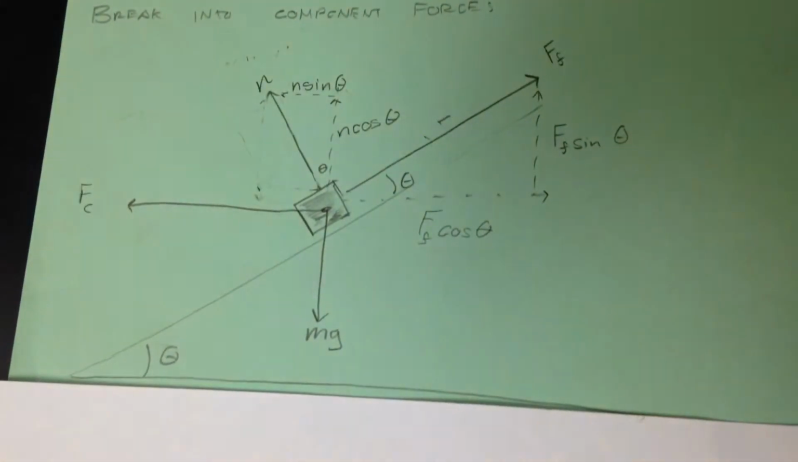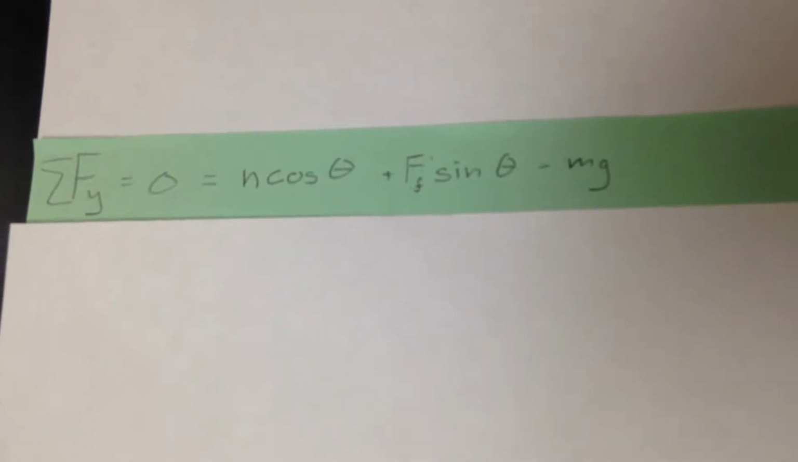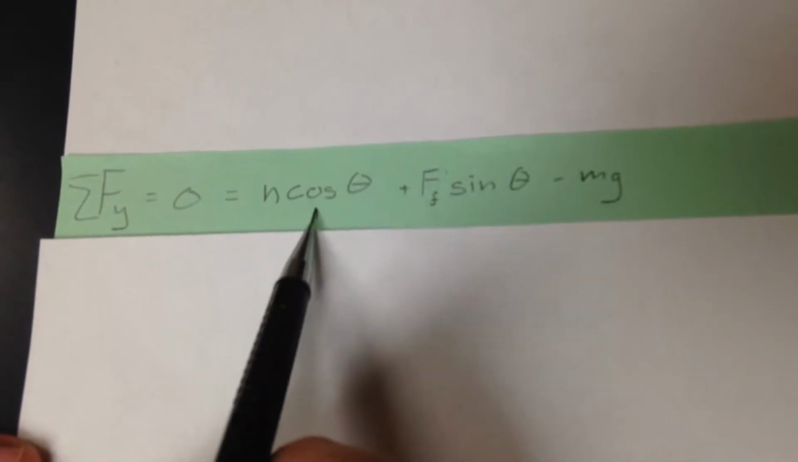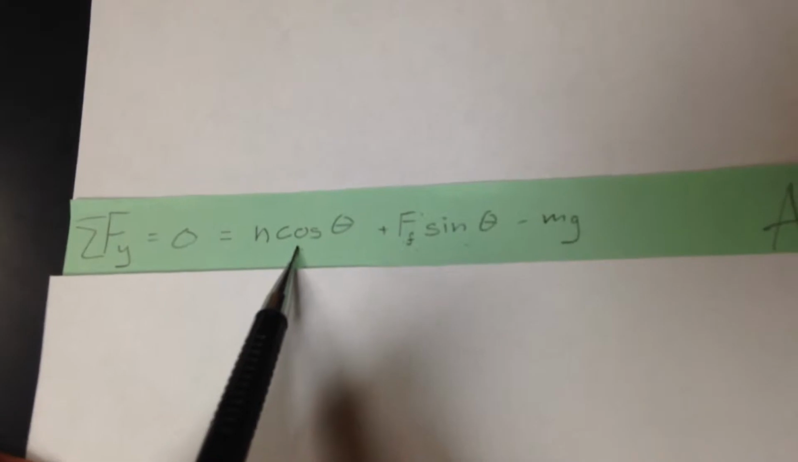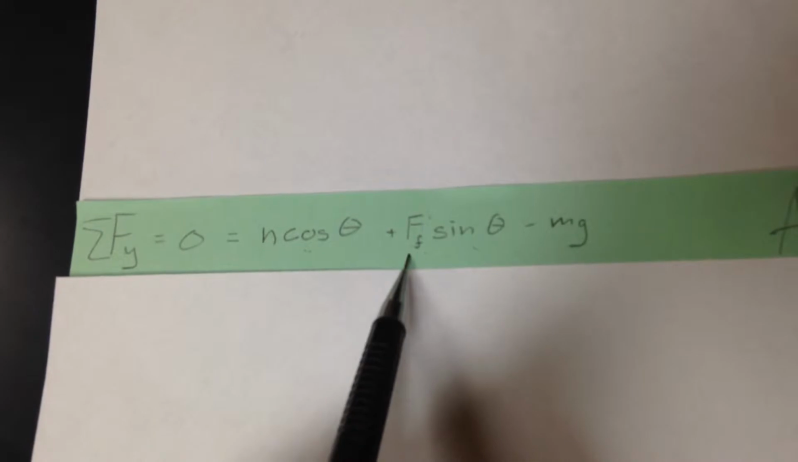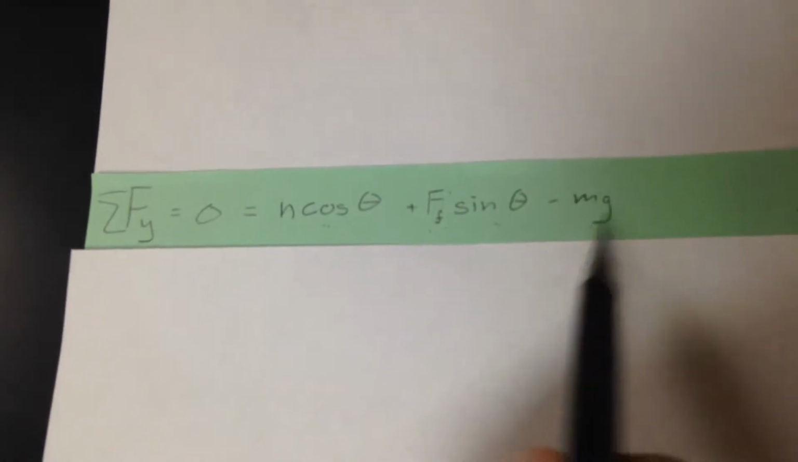Now that we have everything in either an x or a y direction, we can add them together. Since the car is not accelerating upwards or downwards, we can assume that the forces in the y direction are all equal to 0. So n cosine theta plus friction sine theta minus mg is going to equal 0. You can tell this from looking at the diagram. N is upward. N cosine theta is the upwards component of n. FF sine theta is the upwards component of F. Mg is the negative component of gravity.